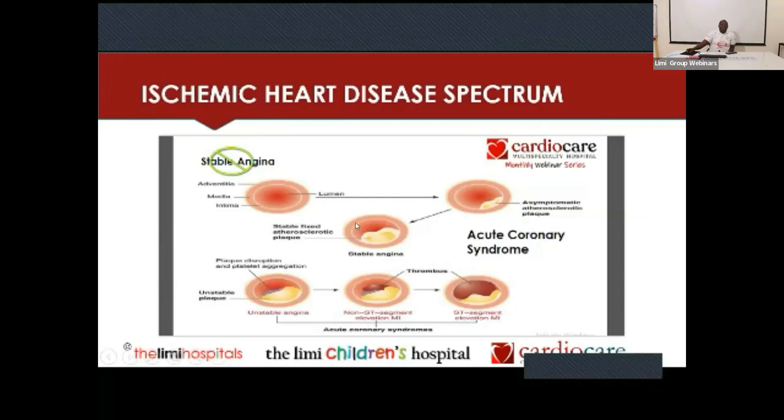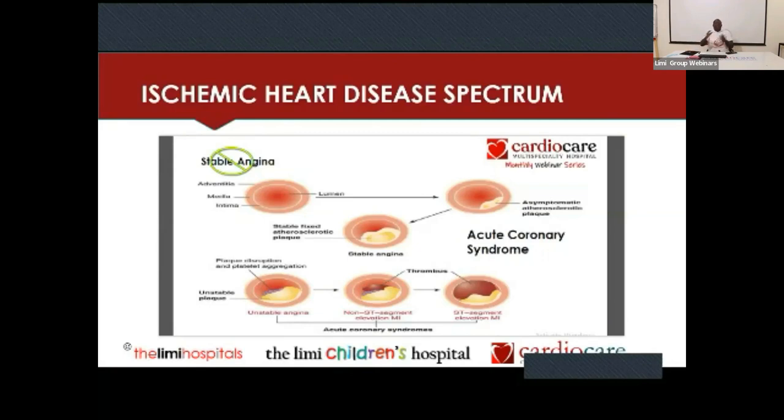With increasing deposition of fat, the amount of the reduction keeps increasing. At this point, once the patient exerts himself and gets to a certain level where there is imbalance in the oxygen demand and the oxygen supply to the myocardium, the patient can start having chest pain. At that point, we say that the patient has stable angina. The patient has a fixed lesion in the coronary blood vessel, and once the patient rests, the pain comes down. But the pain is reproducible: once the patient gets to that critical level, the patient starts experiencing the pain. That is stable angina.